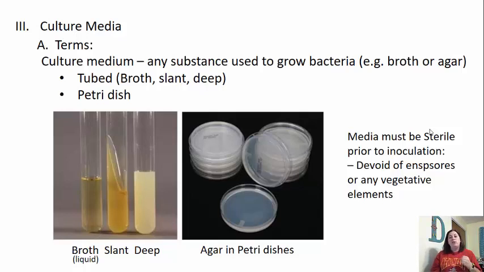Now, whether we're doing a tubed type of media or a petri dish, we want to make sure that that media is sterile prior to its inoculation. We want to make sure that there are no endospores present and also no vegetative elements. Okay, something's not already growing in it. And so we want to make sure that it's sterilized before we pour it into these containers. This ensures that whatever we culture on it is what we're really wanting to grow, that it wasn't contaminated before you inoculated it.